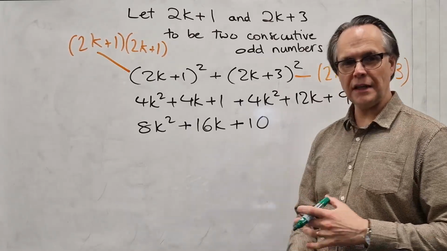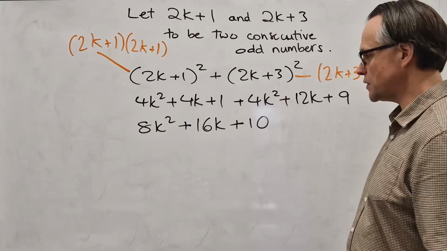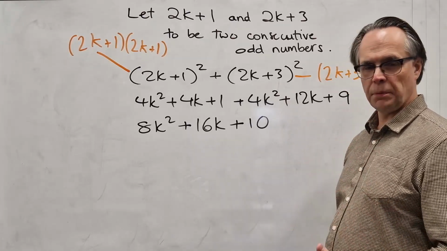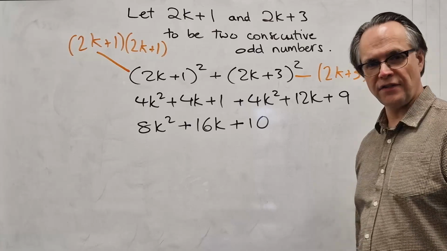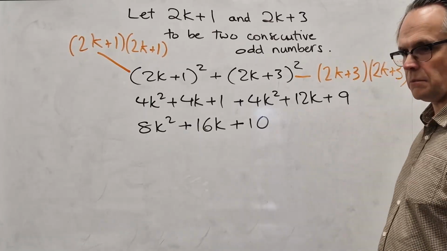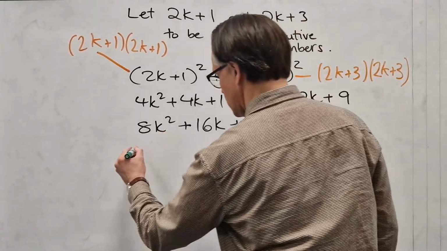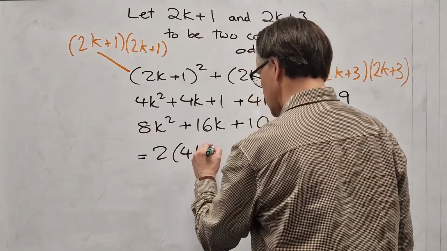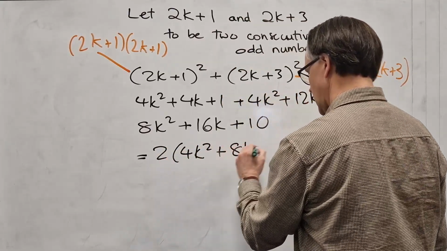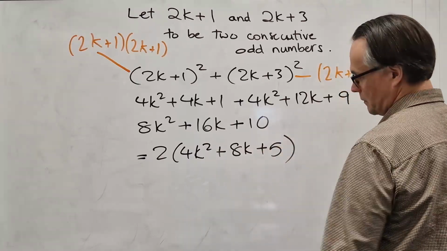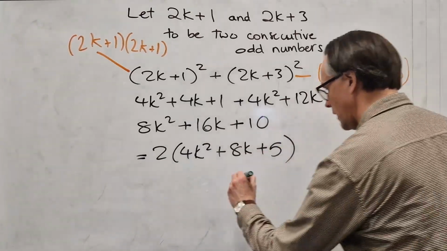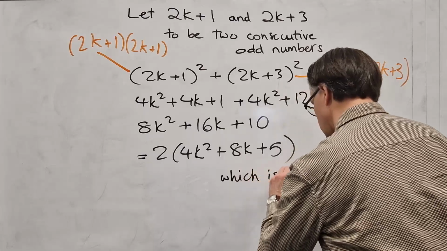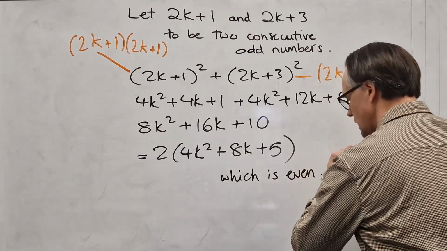So to prove that something is an even number, you've got to show that it's a multiple of 2. If you want to show that something is a multiple of something, you take that number out as a factor. So we're going to show that it's an even number, a multiple of 2. So I'm just going to take 2 out and write 4k squared plus 8k plus 5, and then we can just write which is even, and we're done.